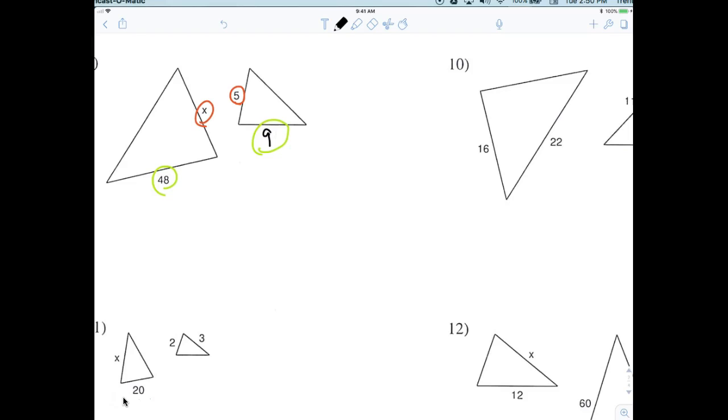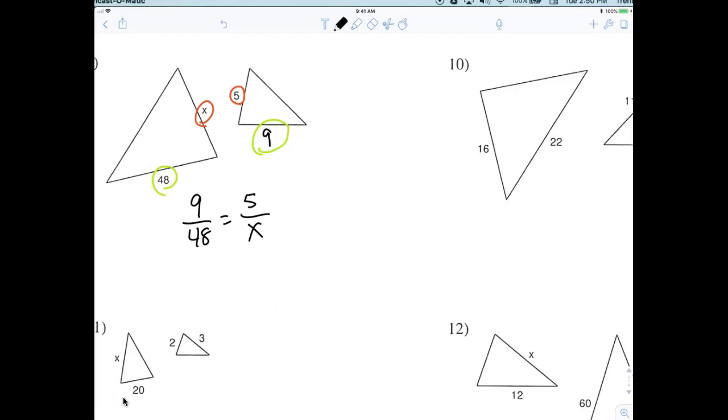What is the proportion? Now notice, everybody, I'm changing things up. So what is it? 9 over 48 is equal to 5 over x. Good job. Now I just cross multiply and divide on that.